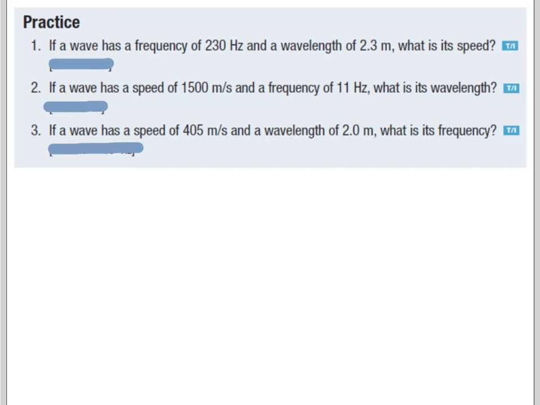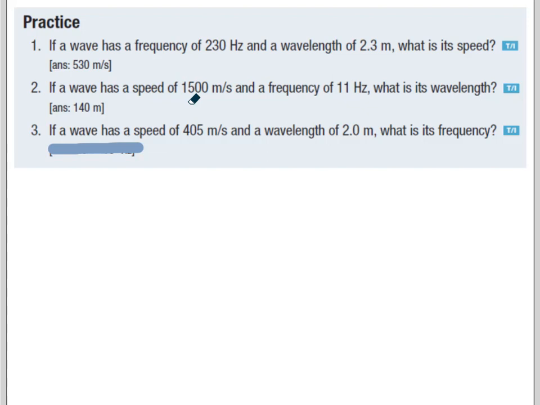If a wave has a frequency of 230 hertz and a wavelength of 2.3 meters, we should come up with a wave speed of 530. So you're just multiplying those two numbers together. If a wave has a speed of 1,500 meters per second and a frequency of 11 hertz, what is its wavelength? So you'll be dividing those two numbers. You should come up with about 140 meters. And again, remember the textbook answers are rounded off, so don't panic if it's not exact.